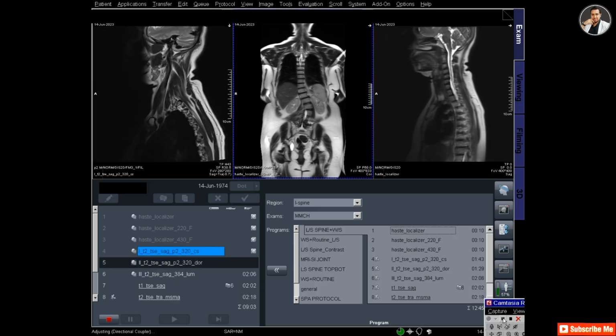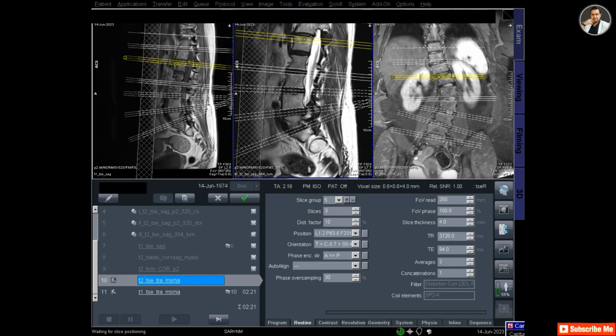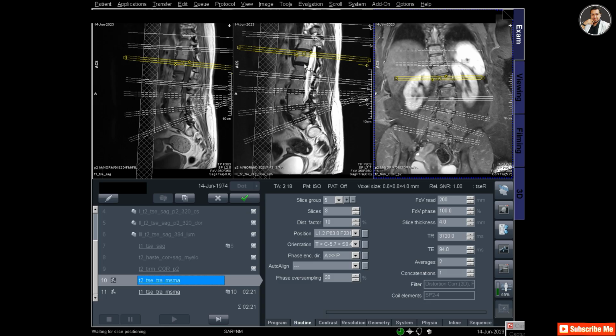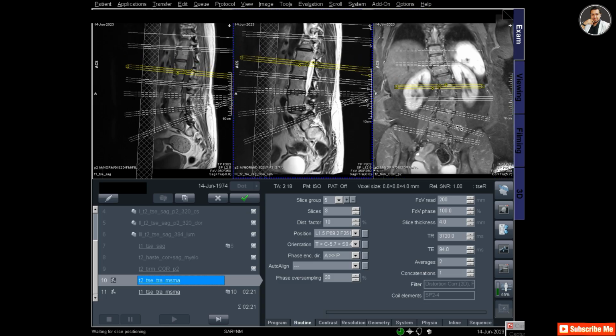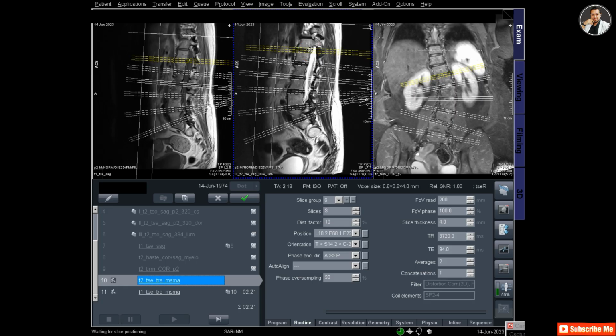Now my planning has finished, and the sagittal cervical images have appeared, and now I am planning the lumbar spine T2 transverse. You can see that for the scoliotic lumbar spine, the positioning block should be parallel to the intervertebral discs. So you have to angle the slices along the intervertebral discs in this case. Otherwise you will not get a proper transverse image.